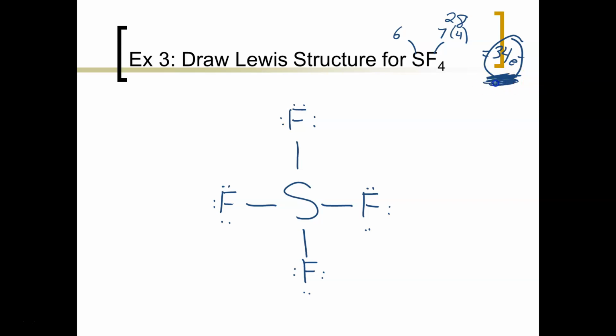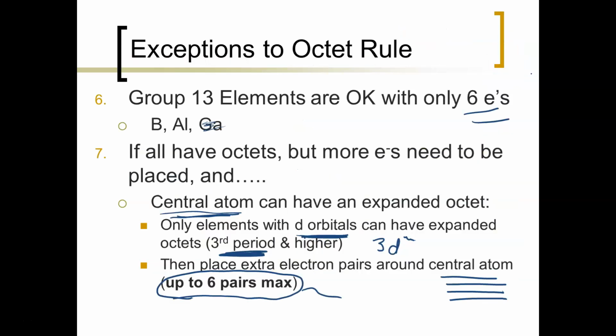So count up your electrons, you have 34 of them, and then check your structure. My structure only has 32. I have 8 right here, I have 8 right here, 8 here, and 8 here. All right, 8 times 4 is 32. I need 2 more electrons. Well, what the heck? Everything has an octet. What do I do here? Go back here to this slide.